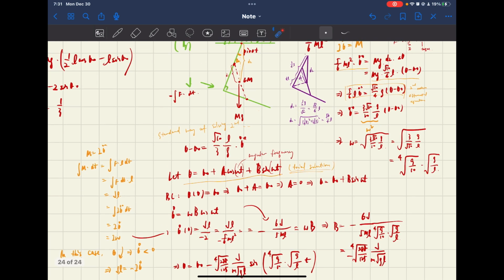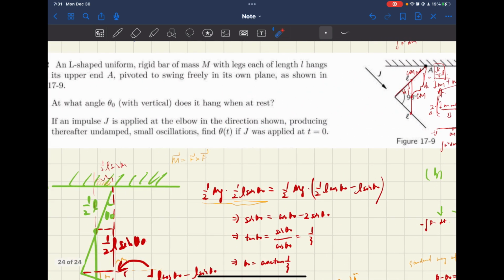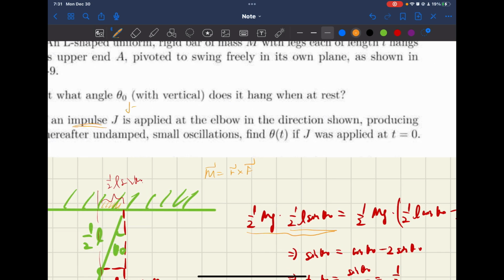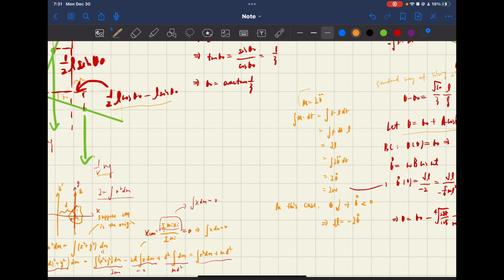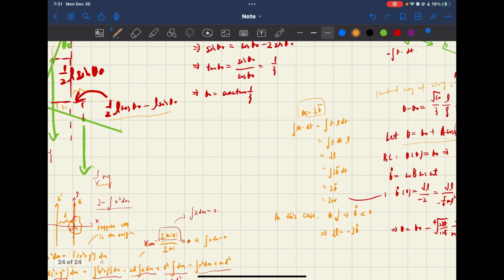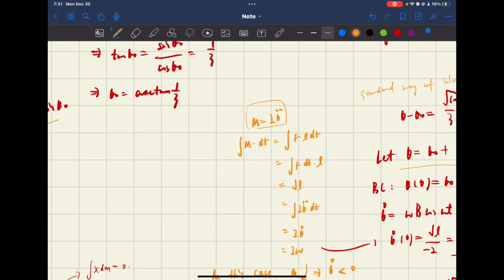So here's another detail. We're given the impulse. What is an impulse? Impulse J equals the integral of F times dt. We now have another equation: M equals I times the second derivative of theta. What will happen if we integrate M over time? Here's what will happen, because torque equals F times L, force times distance.